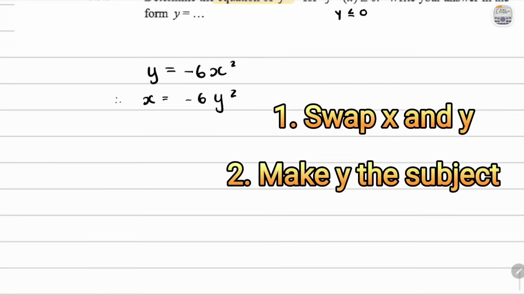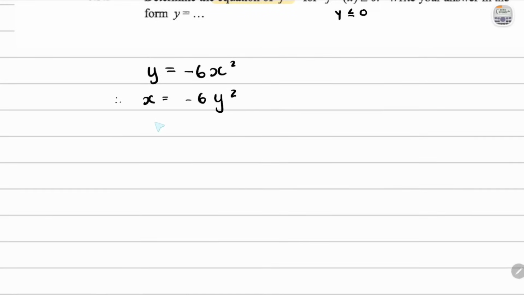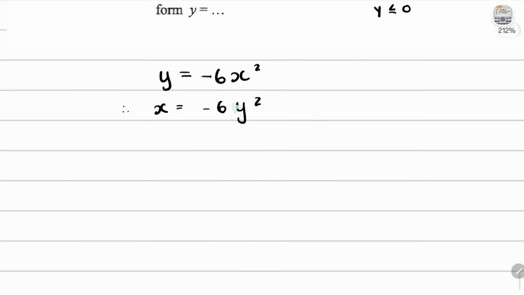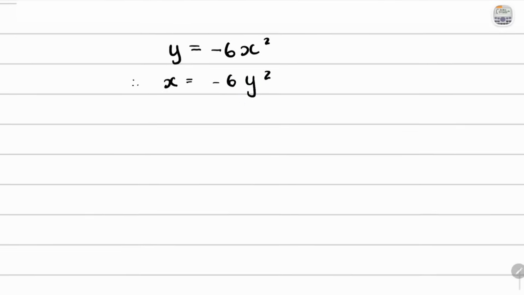And then make y the subject. That's step 2. So to make y the subject here, you see we have y squared. So negative 6 needs to leave. So you can divide both sides by negative 6. And now we're going to have, and I'll just rewrite it here, y squared equals x over negative 6, but you can rewrite it like this. You see there's an invisible 1 in front of the x. So it's actually 1 over 6 and they're negative, okay?